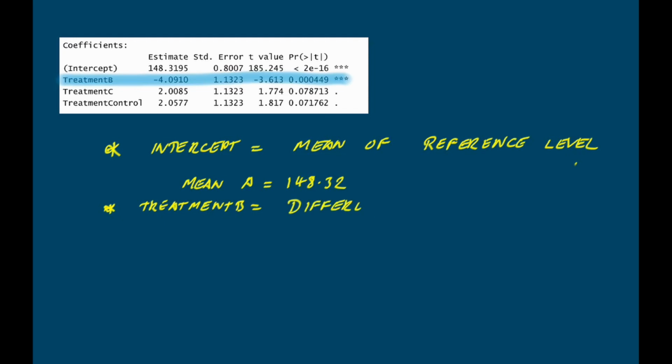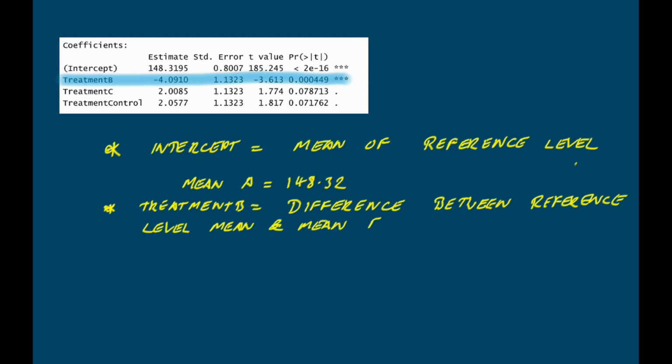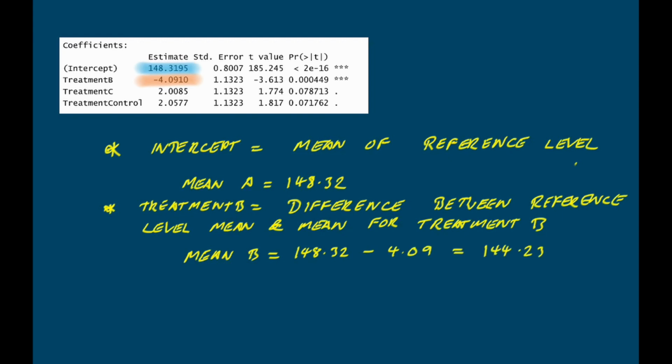So we have treatment B, and we have a value called estimate, and that estimate is the difference between the mean for treatment B and the mean for treatment A, or in other words, the difference between the mean for treatment B and the reference level. So if you're trying to think about the effects of your treatment, this is telling us about the effect of treatment B when it's compared with treatment A. And so we can use that to calculate an estimated mean for treatment B, which is 148.32 minus 4.09, which is 144.23.